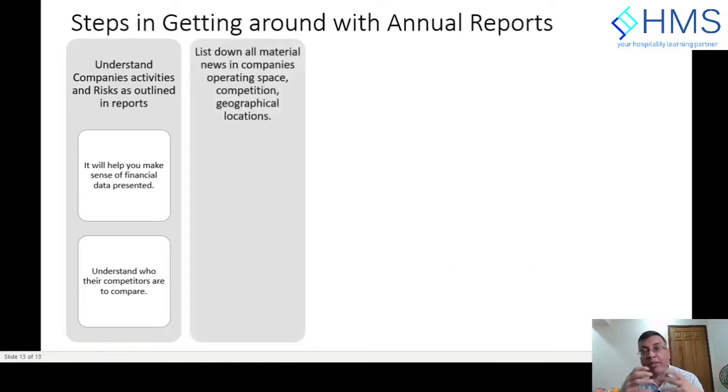Then the second step is to list down all the material news about the company in the company's operating space, or their competition, or their geographical locations. Based on step one, where you are trying to understand the company's activities, their risk, and the geographical locations where they are, you then go and search the information which is available, because you cannot just rely on the company's disclosure. You have to have your own understanding, your own data or analysis of what the company is operating about.